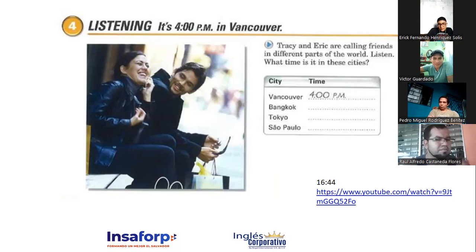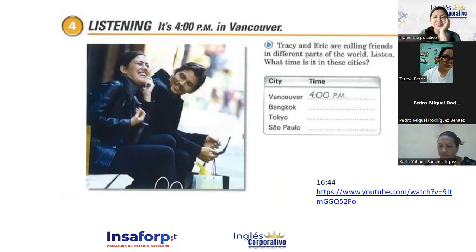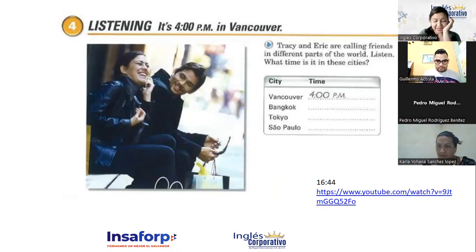Okay. What time is it in Tokyo? 9 a.m. And what time is it in Sao Paulo, Brazil? 9 in the evening. And what is Mariko probably doing in this moment? It's 9 p.m. What is Mariko probably doing? Three options. She is watching television, she is sleeping, or she is cooking. Watching television. She's watching television.